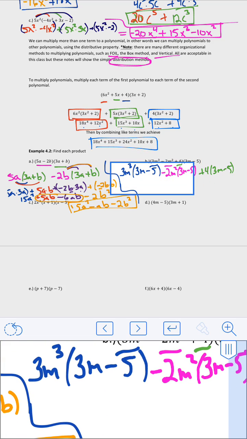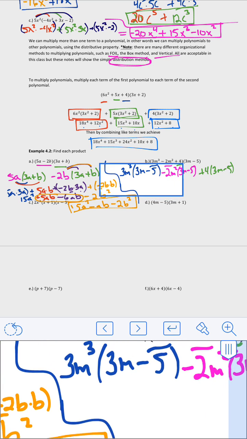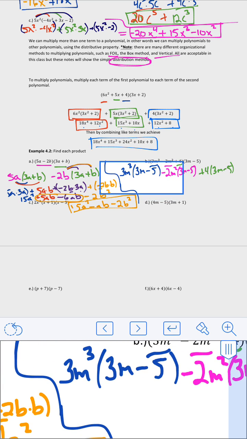Alright, I'm going to finish the entire blue part of the problem. So I'm doing this monomial one like it's the only thing. Okay? So I've got 3m cubed times 3m ends up giving me 9m to the 4th. Right? So just that first monomial, that first term times the first term. First term times the second term gives me a negative 15m cubed.